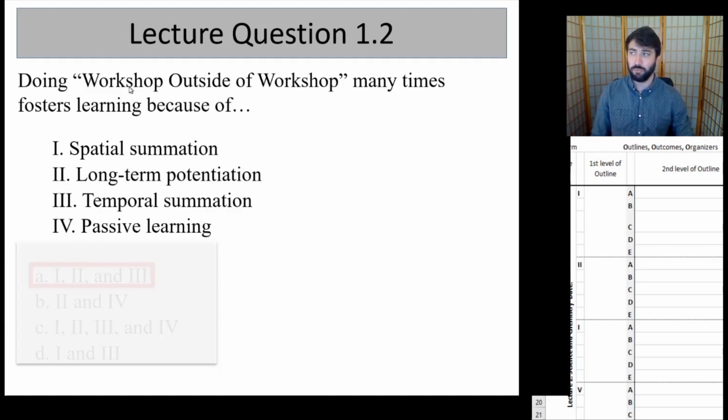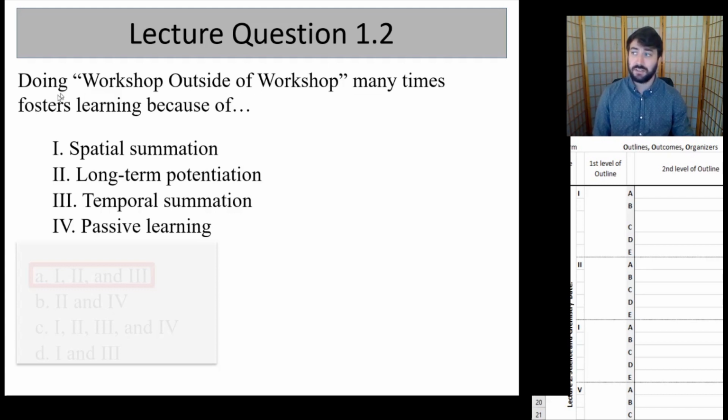Now let's see here. It's asking about workshop outside of workshop, so it's giving us some context, right? And it's saying that we should do workshop outside of workshop many times. Again, more context. So at the very least, we should have some understanding of what workshop outside of workshop means. And if you don't know what that means, definitely go ahead and watch the last little bit of lecture 1.2. I think I actually even bookmarked that little section so you can go in and rewatch what workshop outside of workshop means.